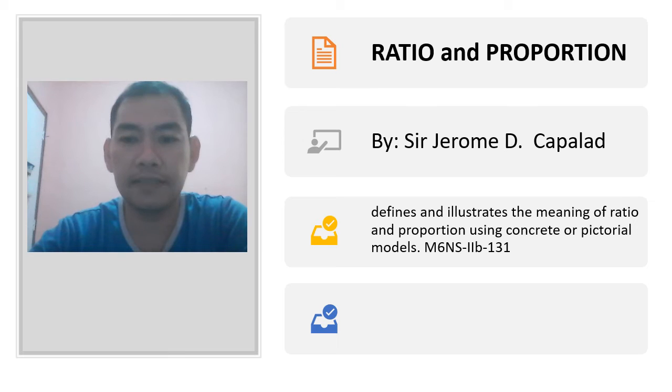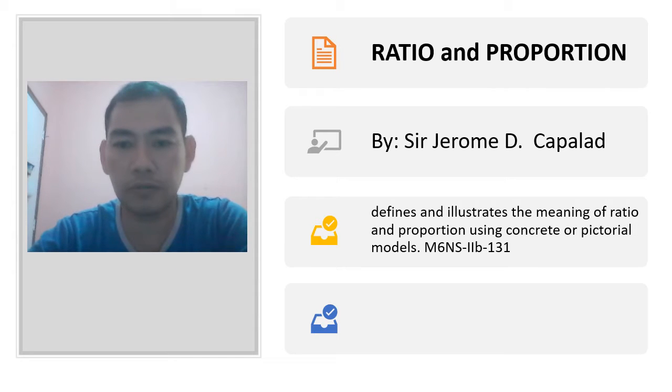Good day, students. The lesson today is ratio and proportion. The most essential learning competency defines and illustrates the meaning of ratio and proportion using concrete or pictorial models.